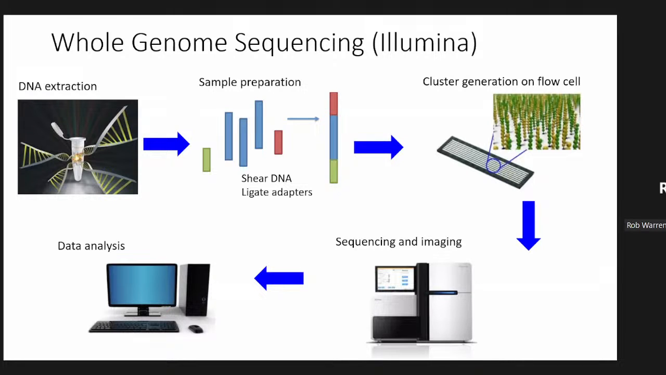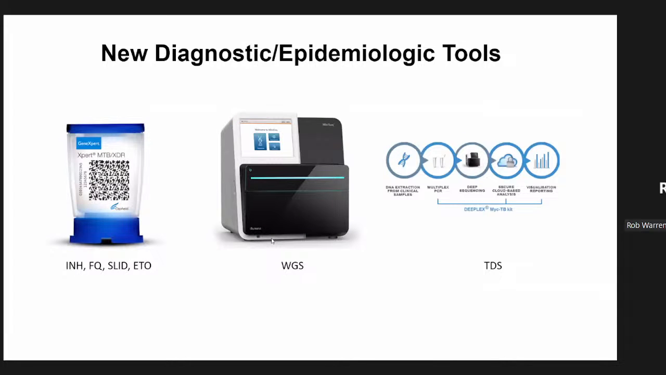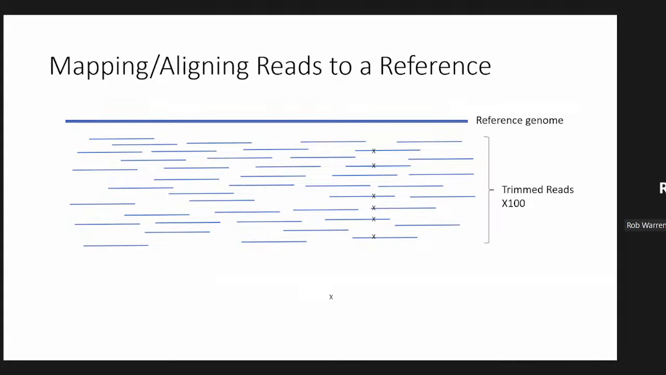We then take that genomic DNA, break it up, add on linkers. We then link it to a flow cell, and very simply, we allow the flow cell to create clusters, and those clusters are then sequenced, and we get data, lots and lots of data. And that data is short reads.